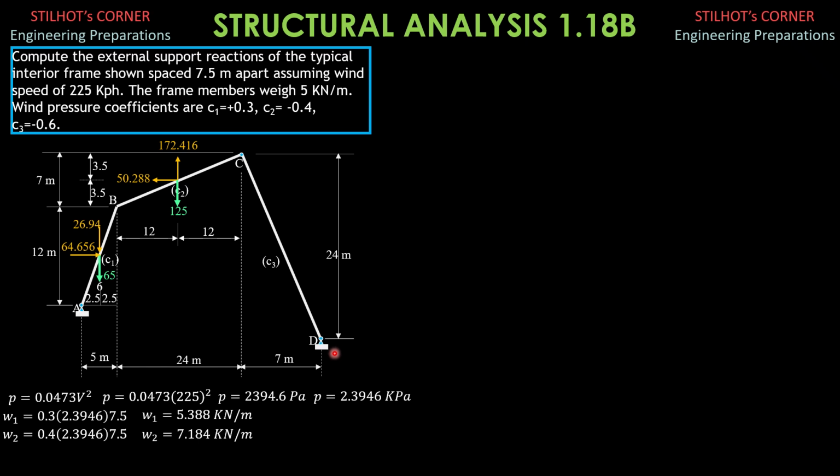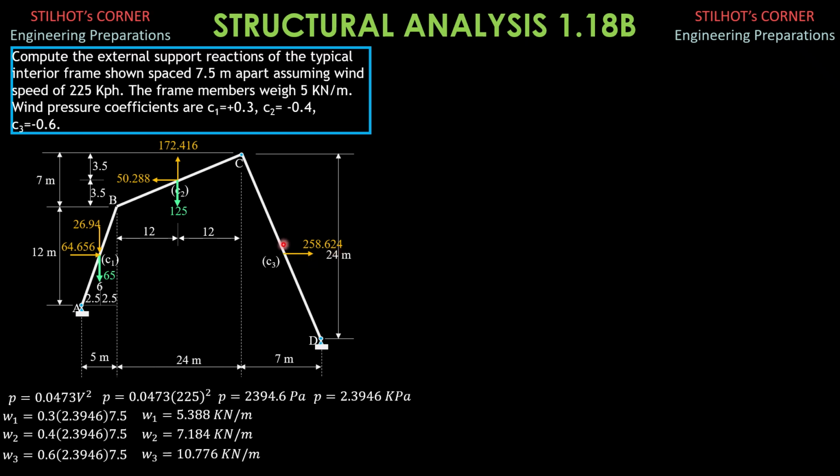Then for CD, the X component of force is, so let's compute for W first. W3, which is 0.6 times 2.3946 times 7.5, is equal to 10.776 kilonewtons per meter. The horizontal component of wind force is rightward because this is suction away, and it is equal to 10.776 times 24, and that is equal to 258.624 kilonewtons rightward.